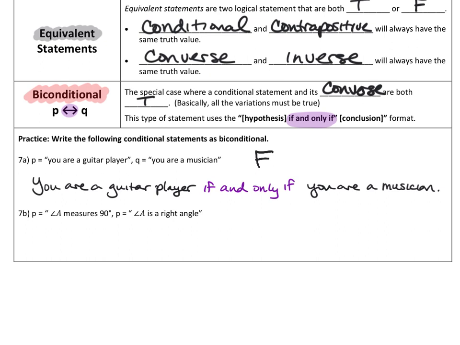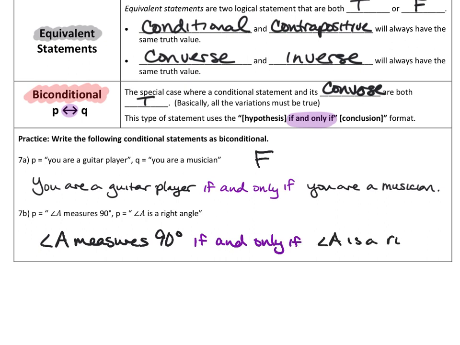For 7b, if we're making that a biconditional statement, that means we start with P, angle A measures 90 degrees, and what do we put in the middle? Very good. If and only if. And then our conclusion, angle A is a right angle.